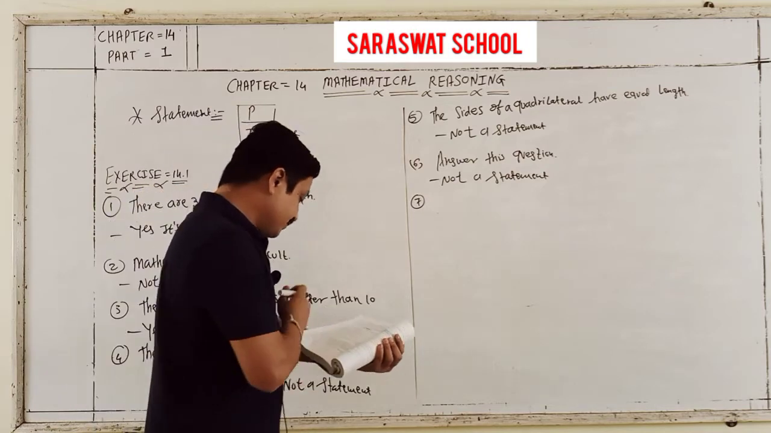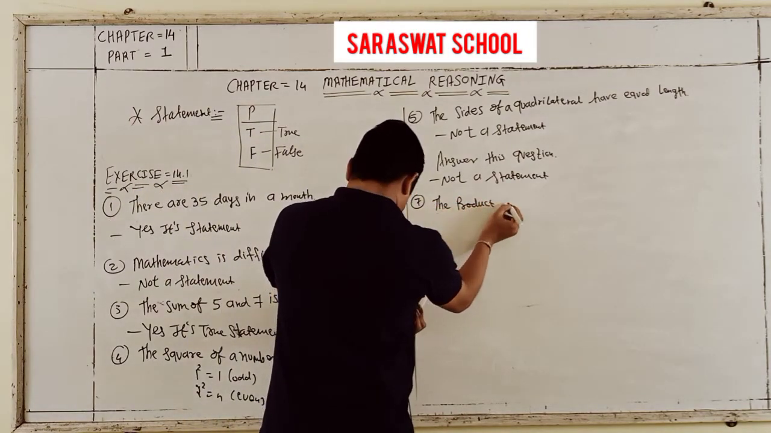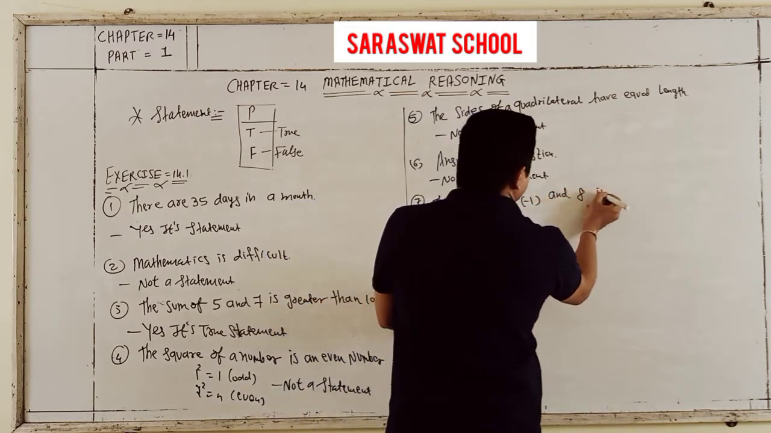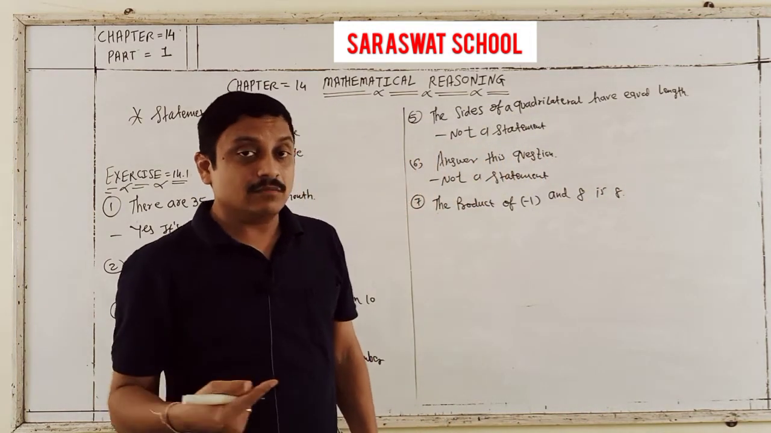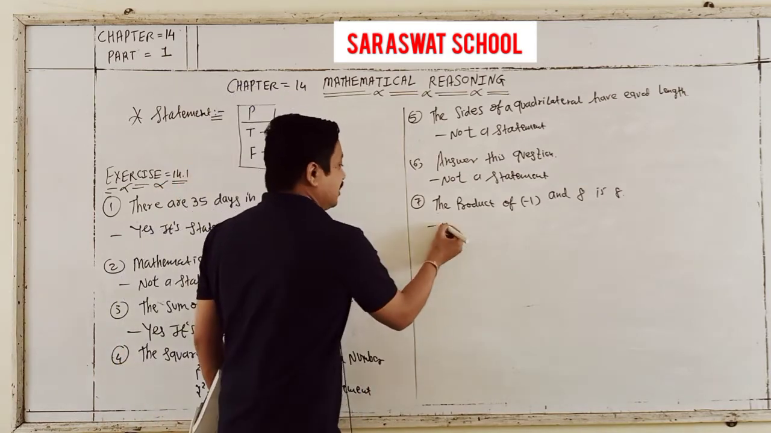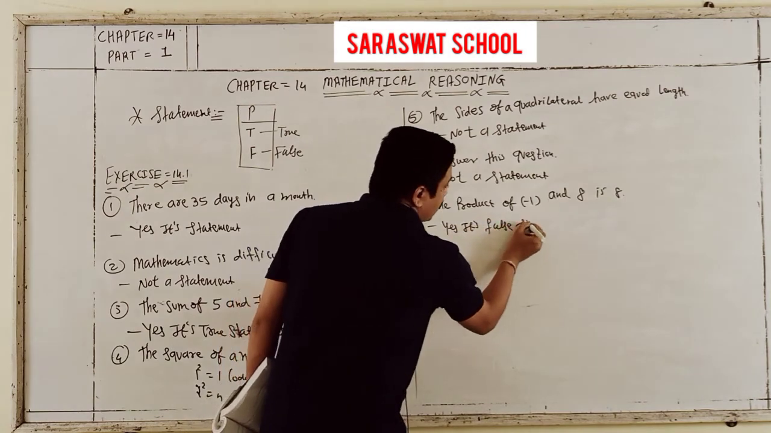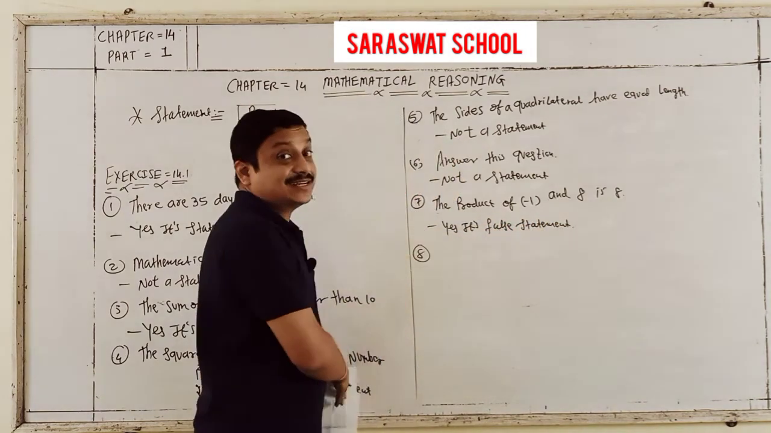Next, seventh one, the product of -1 and 8 is 8. Definitely the product of -1 and 8 is -8, but here 8 is written, so it is definitely false. So it is a false statement. That's why I will call it a statement.